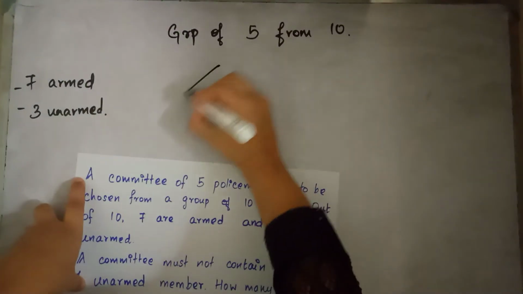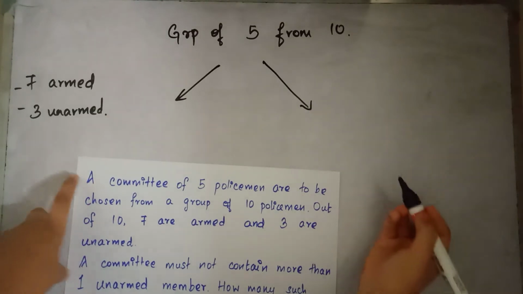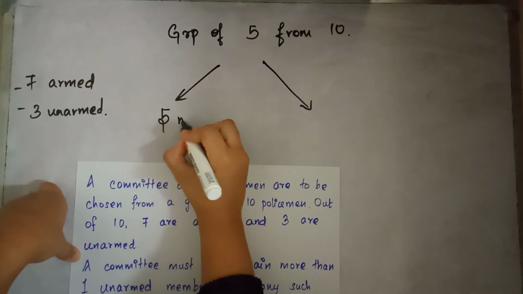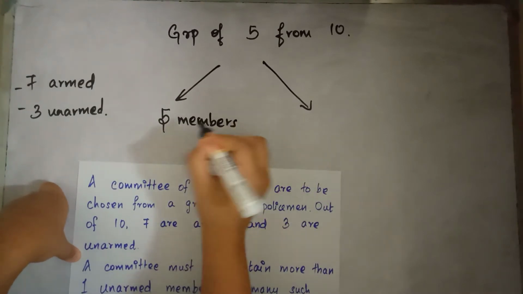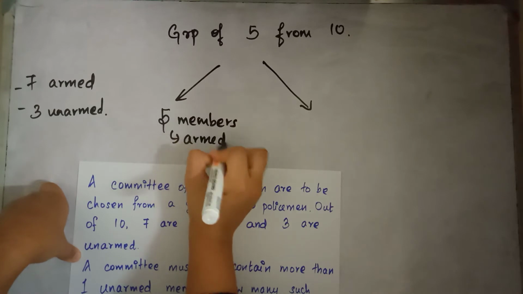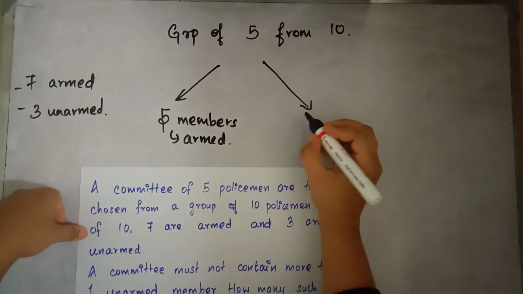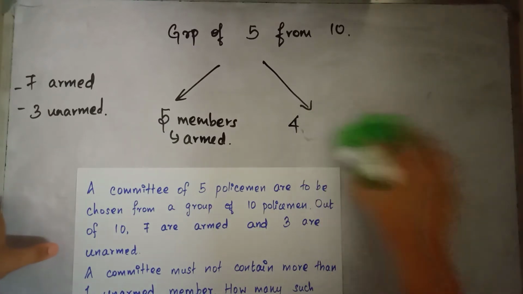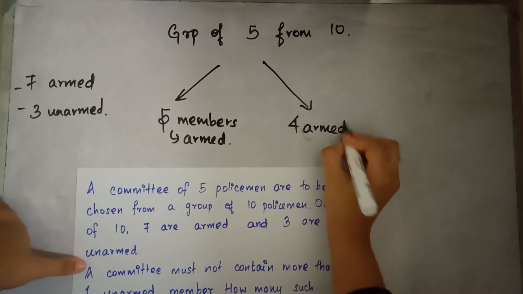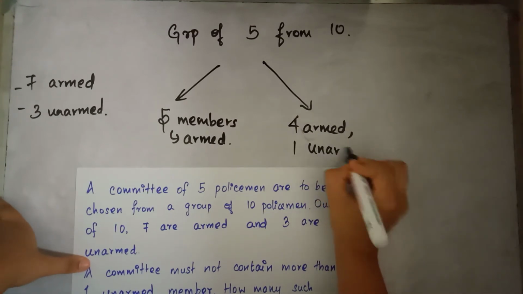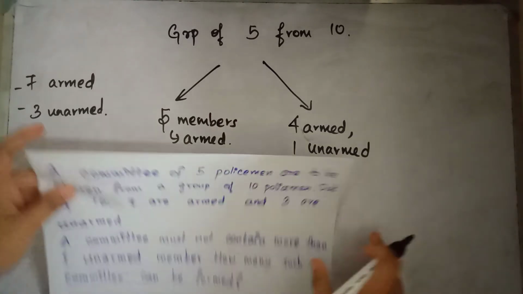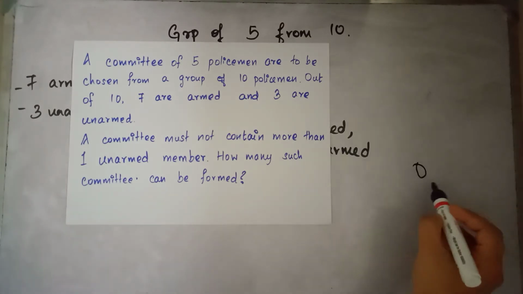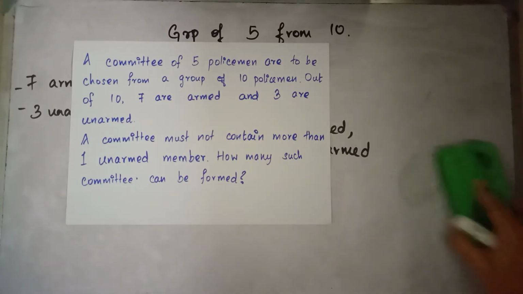That means a committee can be in 2 different forms. First form, it can contain all 5 members as armed members. Or it can contain 4 members as armed and 1 unarmed member. Why? Because the condition states that the committee must not contain more than one unarmed member. So it can be 0 unarmed or 1 unarmed. So I have 2 possible conditions.